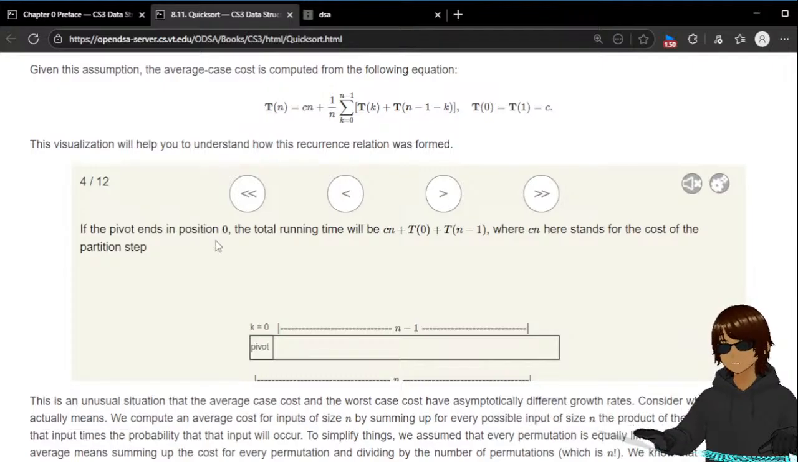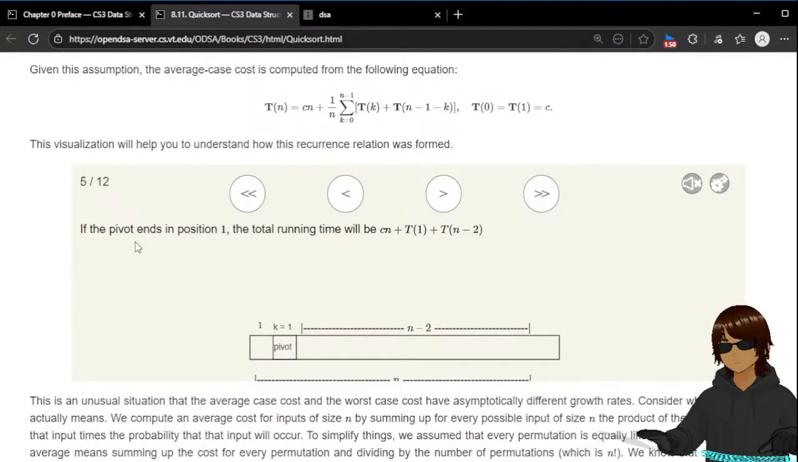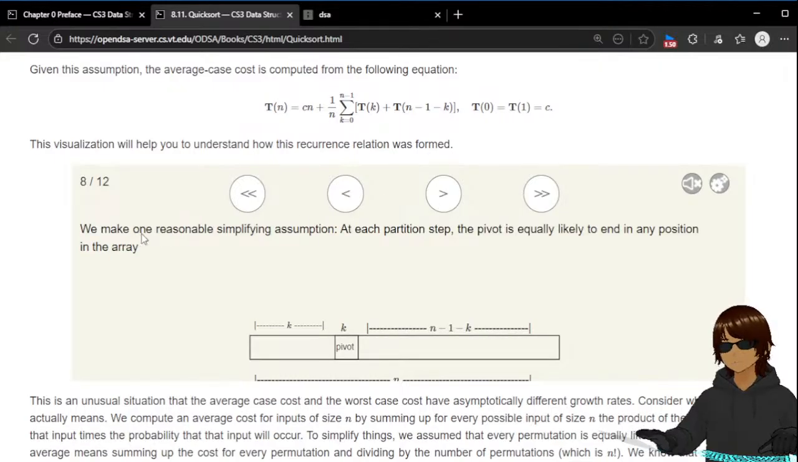If the pivot ends in position 0, the total running time will be Cn plus T0 plus Tn minus 1. A Cn here stands for the cost of the partition step. If the pivot ends in position 1, the total running time will be Cn plus T1 plus Tn minus 2. Then T2 plus Tn minus 3, and so on. Okay, and then we add all of them and divide the total by n.